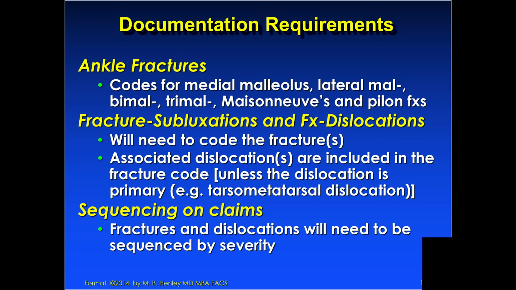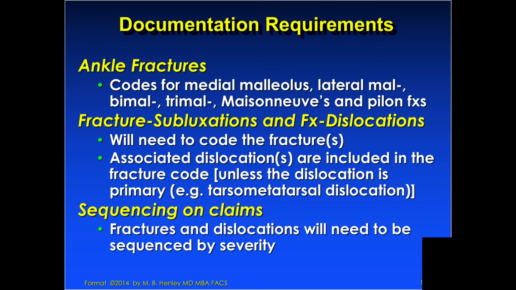Fracture subluxations and fracture dislocations, we need to code the fracture unless the associated dislocation is felt to be primary. In other words, the dislocation is subsumed in the fracture code unless, for example, the dislocation is primary. So, for example, a posterior wall fracture of the acetabulum with a dislocated hip, the primary problem is likely the wall fracture. It doesn't mean you can't also code the dislocation, but it may be subsumed. It may not be necessary. We also need to sequence on our claims the most important or most severe diagnosis first.